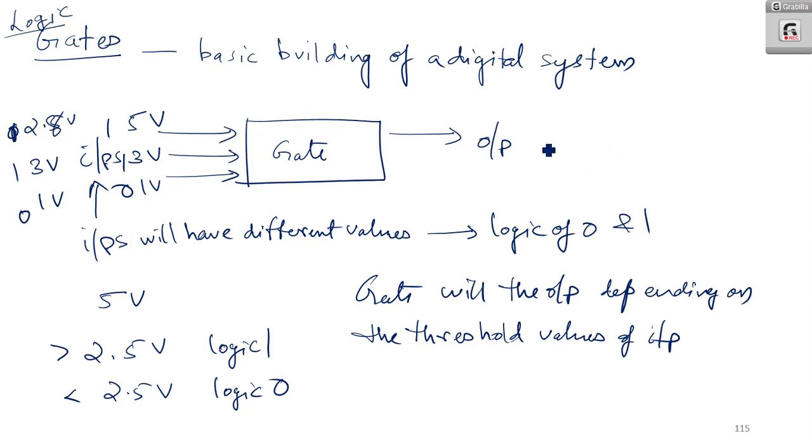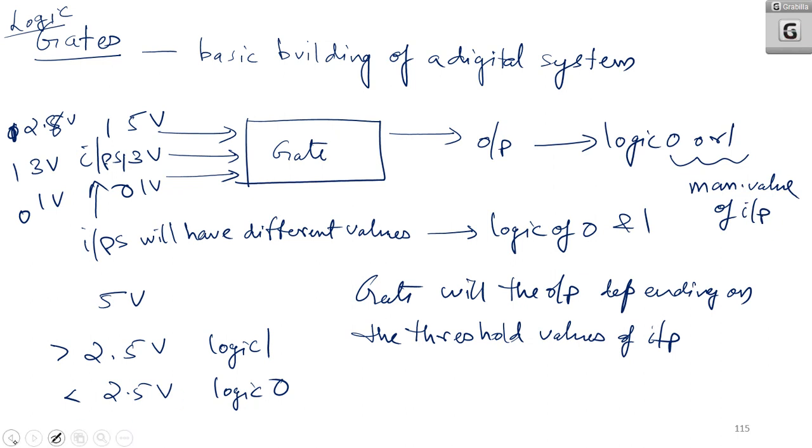The output is also in the form of logic 0 or 1. This logic 0 or 1 depends on the value of the input that is coming in. So that is a black box picture of a gate.